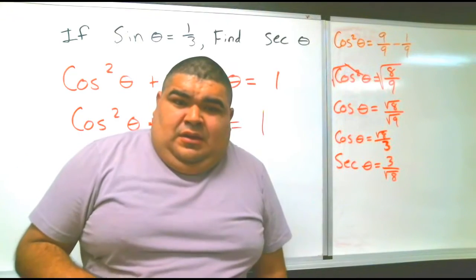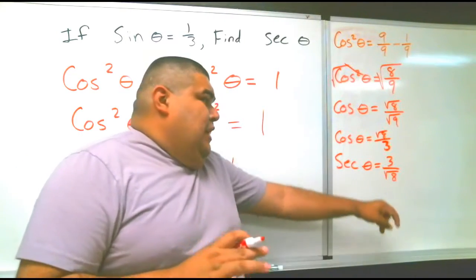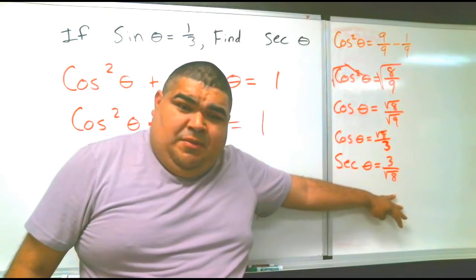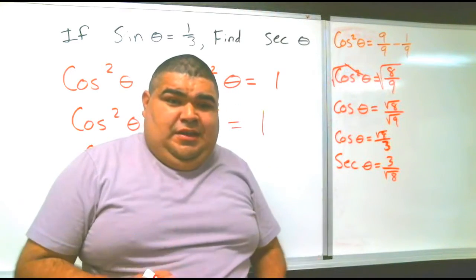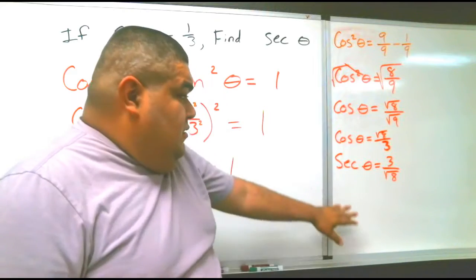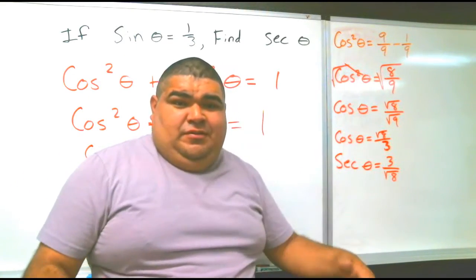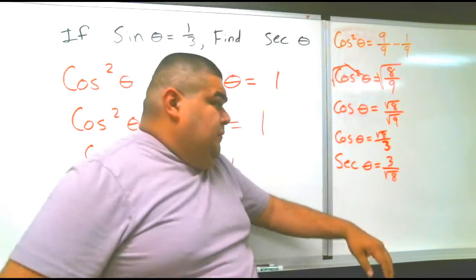Okay? I don't want to go any further than this for now. Technically, you really can have a radical on the bottom, but for the purpose of today, just leave it as it is. If you want to do that extra step and you know how to do it, go for it. I encourage you to do it.